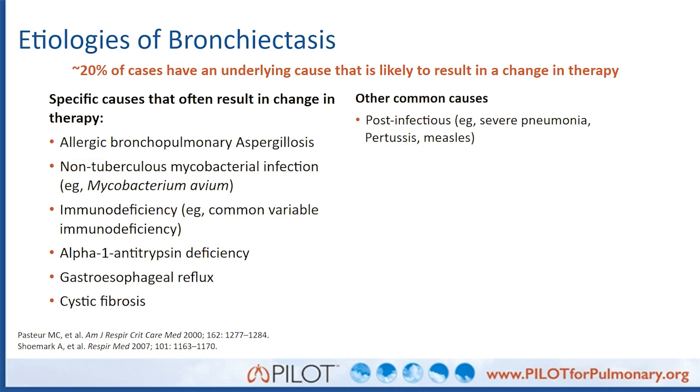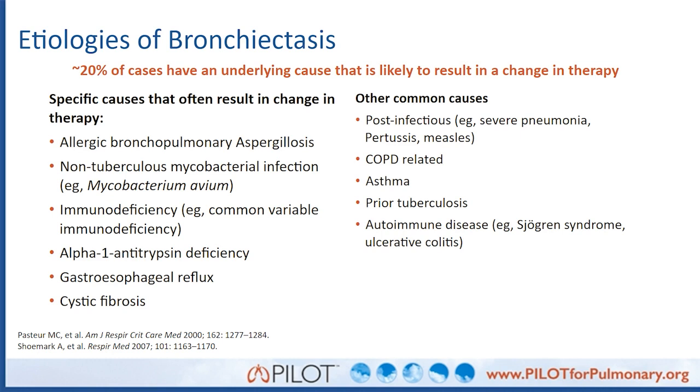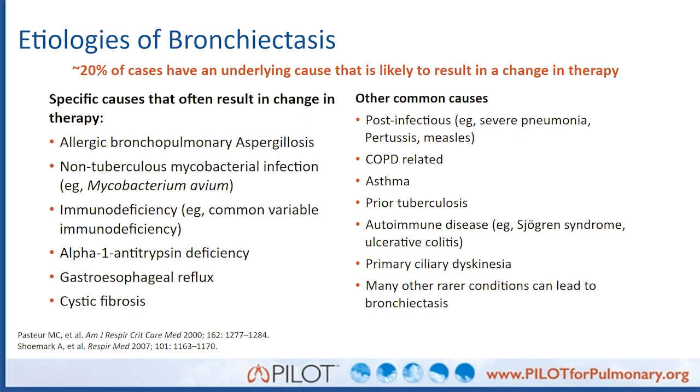Many patients will have had pneumonia or history of measles. It's not clear that their bronchiectasis is always due to those remote infections. We're seeing more and more bronchiectasis related to COPD and asthma. We're seeing less in the US related to prior tuberculosis, but we still see it. A substantial percentage are caused by autoimmune diseases, including Sjogren's syndrome and inflammatory bowel disease. We see primary ciliary dyskinesia and a host of other even rarer conditions that can lead to bronchiectasis.